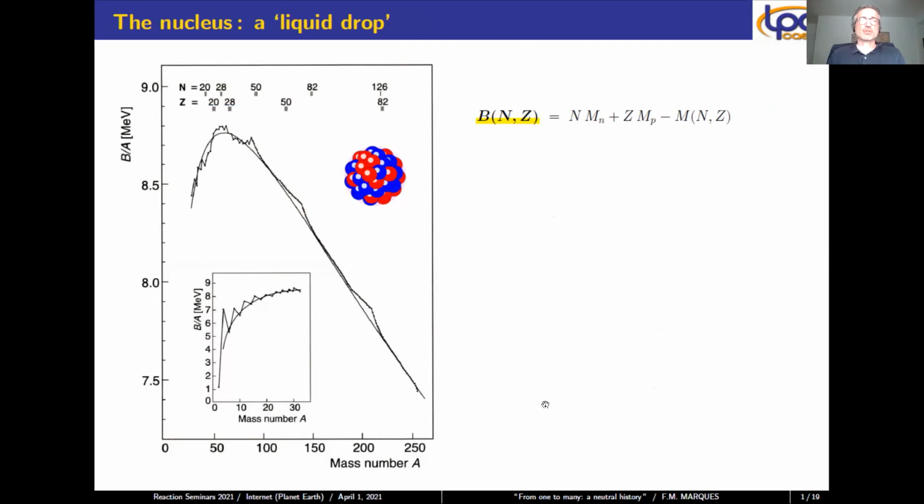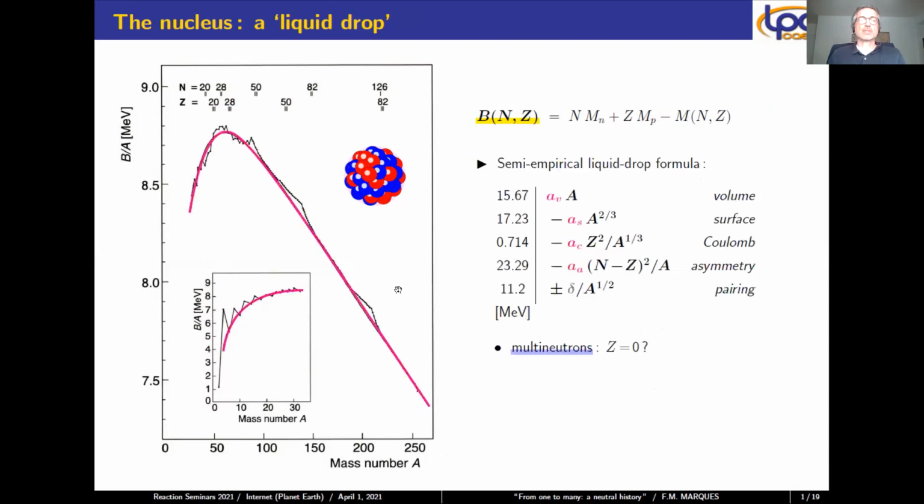Then, as an introduction, well, you all know the liquid drop model. Here you have the binding energy per nucleon of most stable nuclei. And you see that it's about 8 MeV per nucleon. And with the liquid drop, you get just 4 parameters. Here we ignore the odd-even staggering. With 4 parameters, you can describe most of the masses of the nuclear chart.